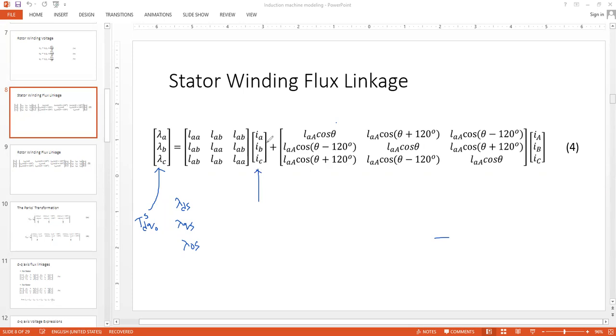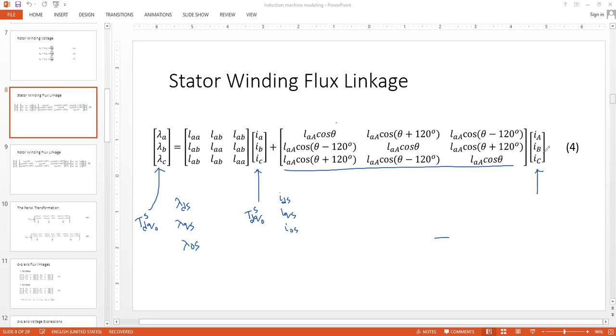Similarly here, this is an ABC frame, but a small abc. So this is again in stator quantities. So we want actually IDS, IQS, and I0S. So similarly here, we need to use TDQ0S. This is a transformation. This is an inductance matrix.